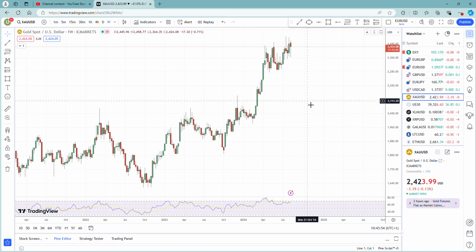Today is the 9th of August. I'm just going to do a breakdown of some pairs starting from the weekly all the way to H1, and I'll show you a trade entry if there is one. So today we'll get started on gold. Start on the weekly time frame.